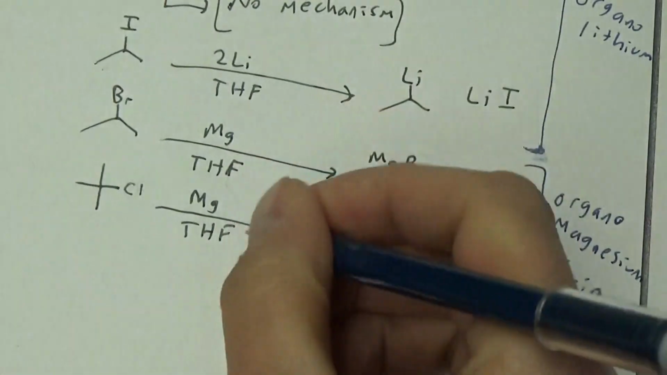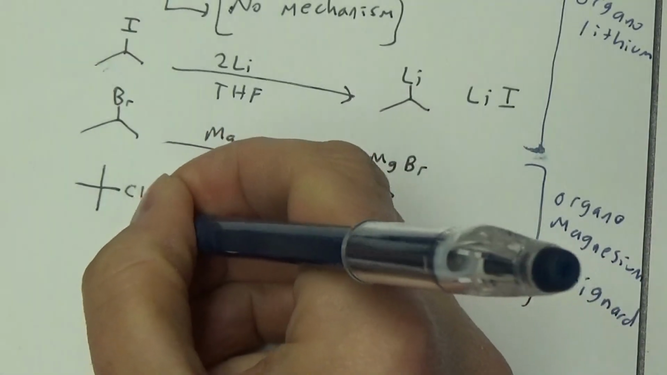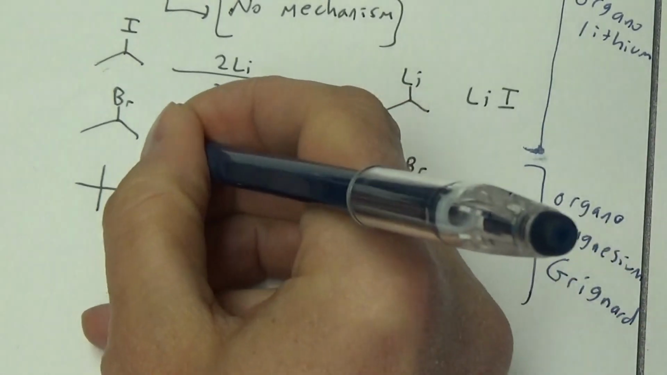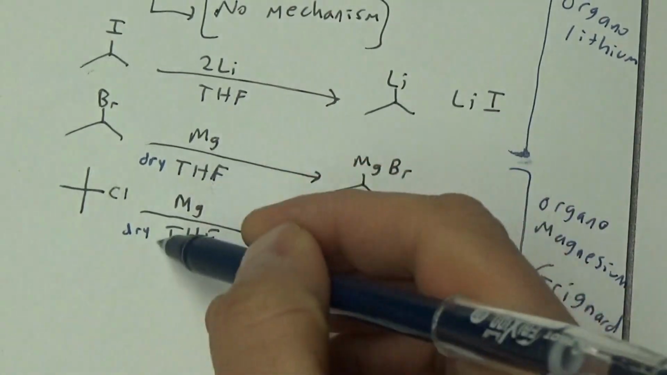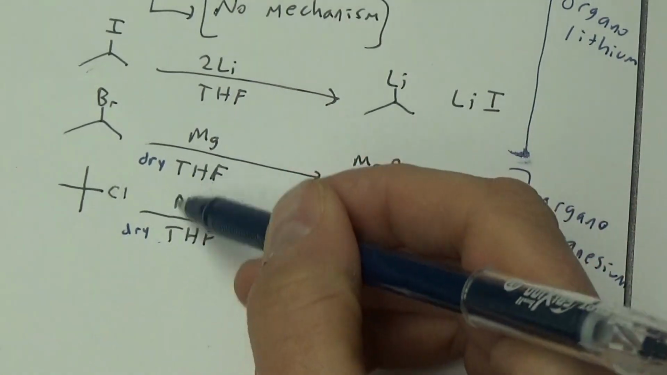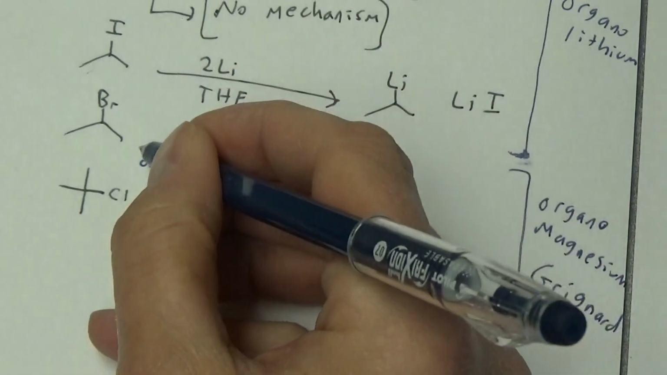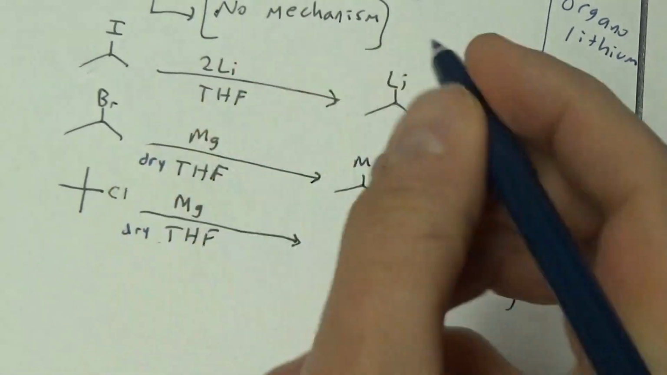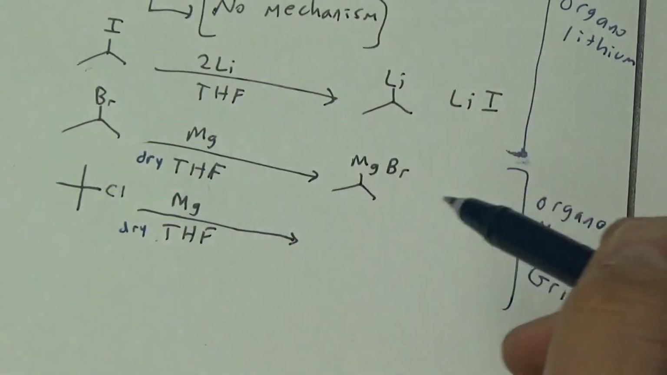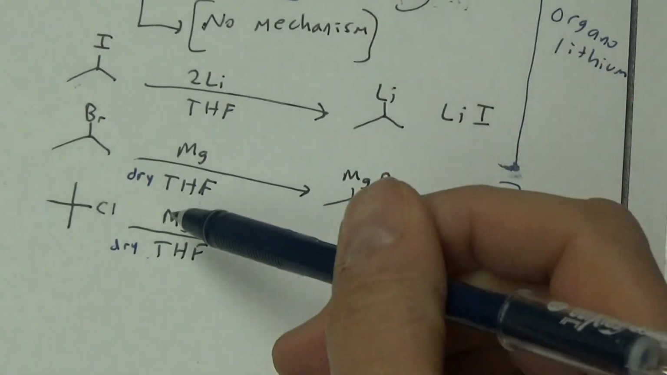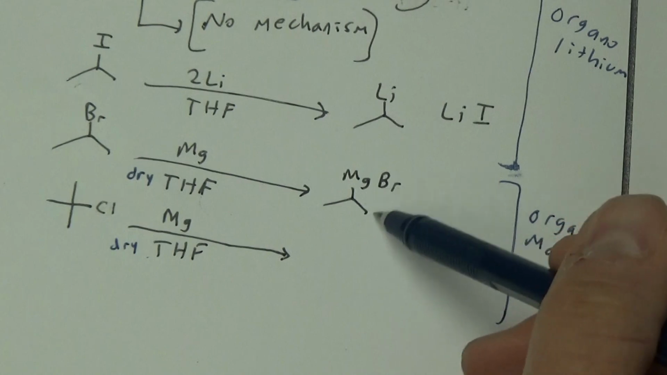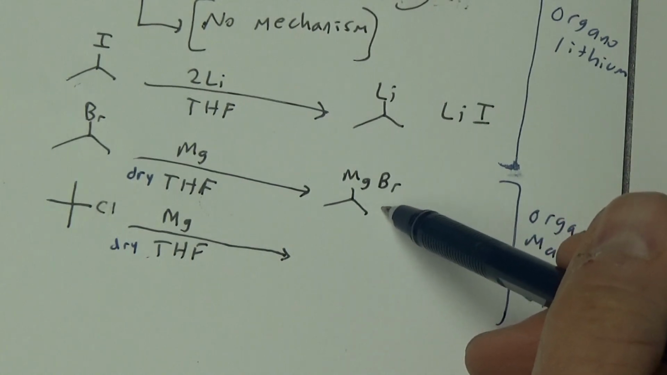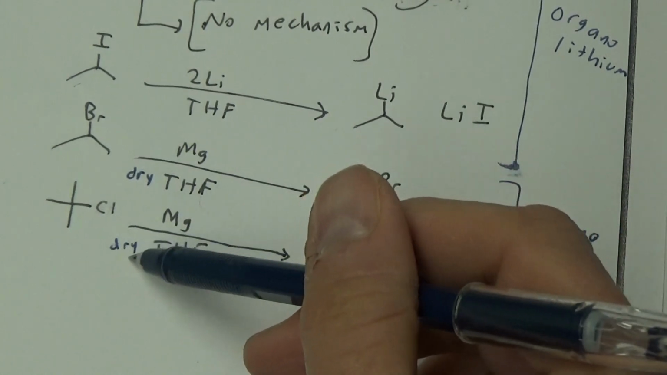Now, of course, it has to be dry THF. We don't always just say that. It's assumed. Dry THF. Dry means anhydrous, no water. We don't say that every time, but it's assumed. These things are very, very reactive, and if they see water, they are destroyed instantaneously. So you always assume dry THF.